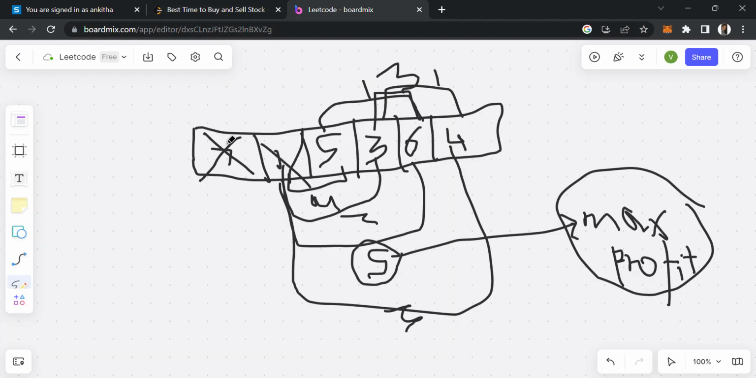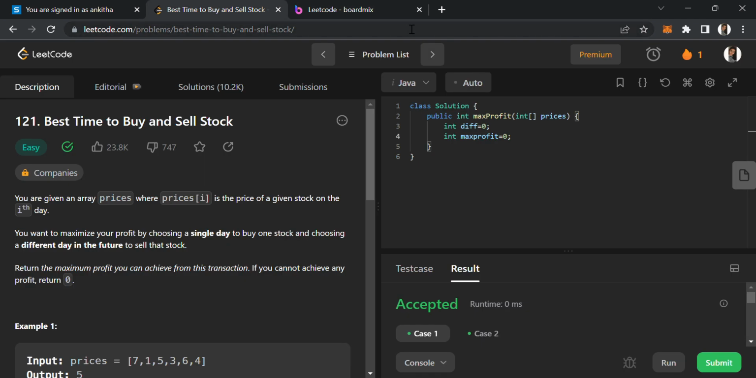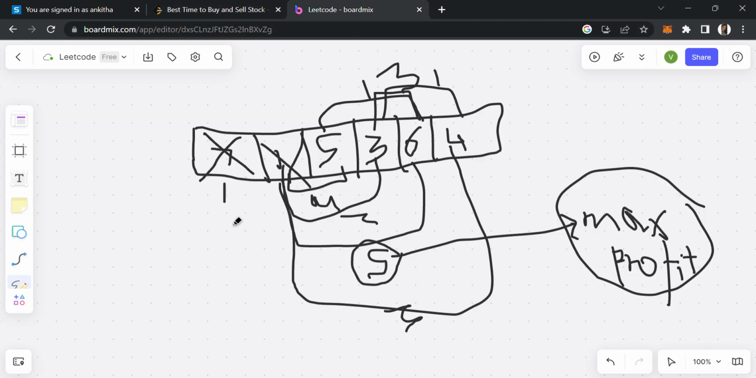One is the outer loop, which starts from i until the end of the array. So for int i equal to 0, i lesser than prices dot length, i plus plus. This is the outer loop. So if you take the very first element, you'll compare it with the next element. So the inner loop starts from i plus 1 and it will move on to the end of the array.